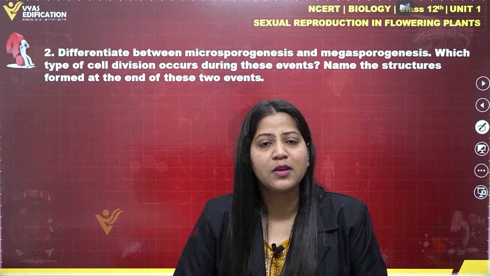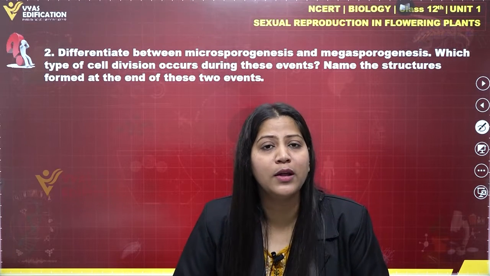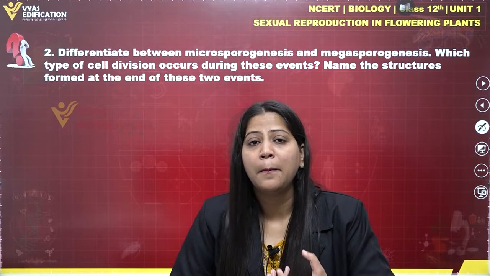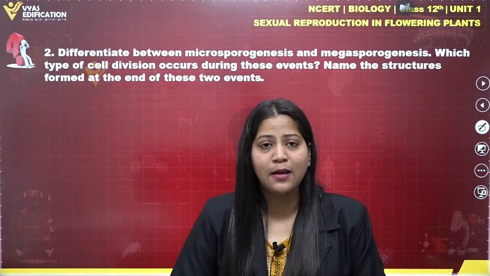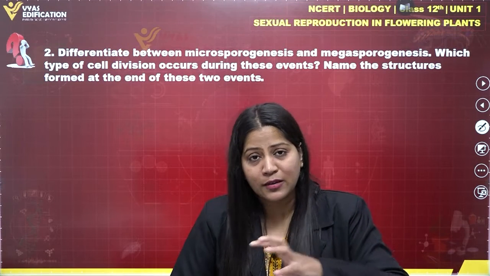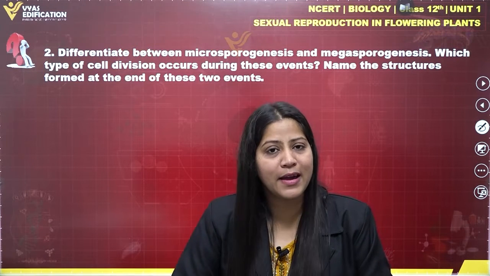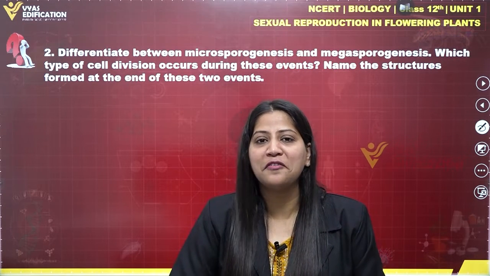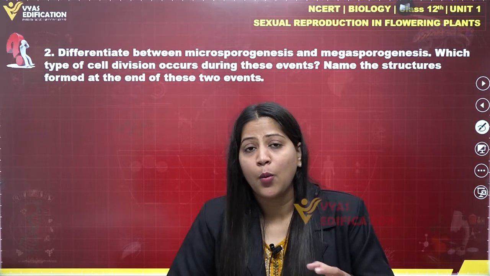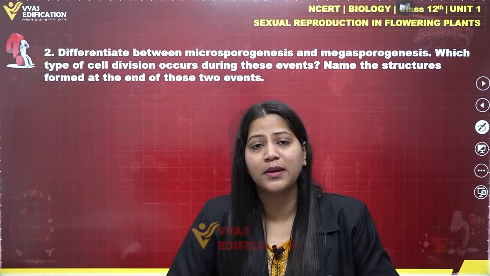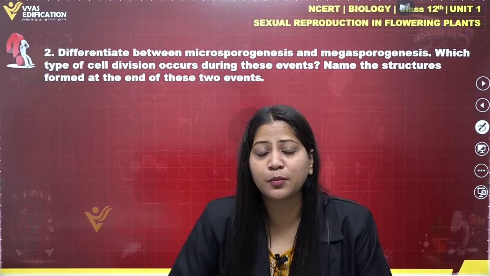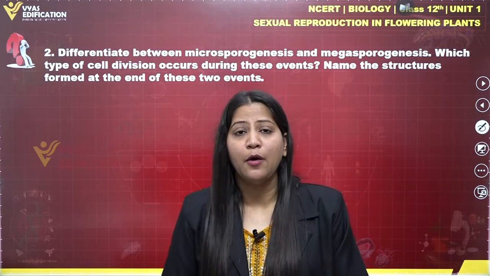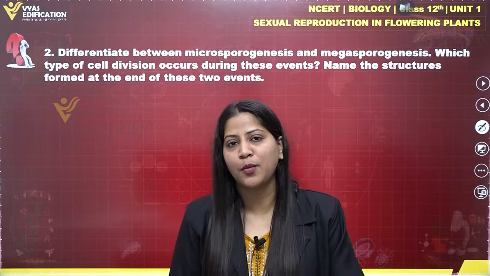What are these microspores? These microspores are nothing but pollen grains. These pollen grains are going to be formed from diploid pollen mother cell or microspore mother cell. So this whole process is known as microsporogenesis. In case of megasporogenesis, the formation of megaspore takes place. What is the megaspore? That megaspore is the embryo sac. This embryo sac is going to develop from diploid megaspore mother cell.